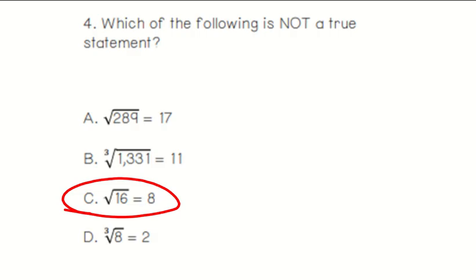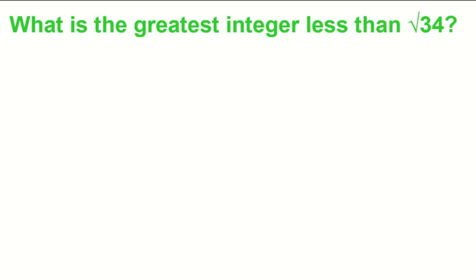So you don't necessarily have had to multiply out the other ones, but 17 times 17 is 289. 11 times 11 times 11 is 1,331. And 2 times 2 times 2 is 8. So the other ones are true statements.